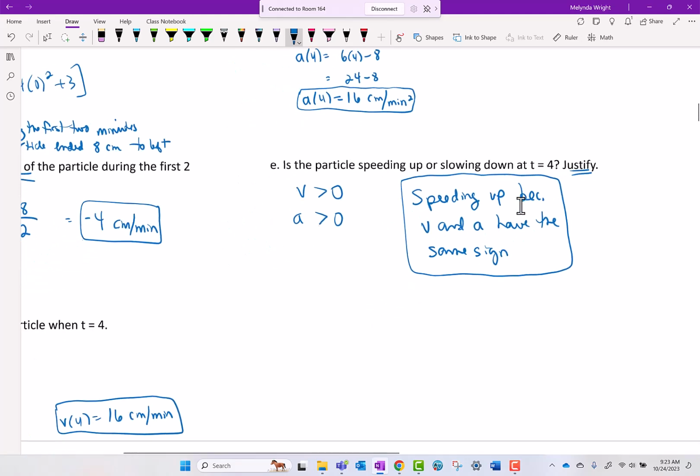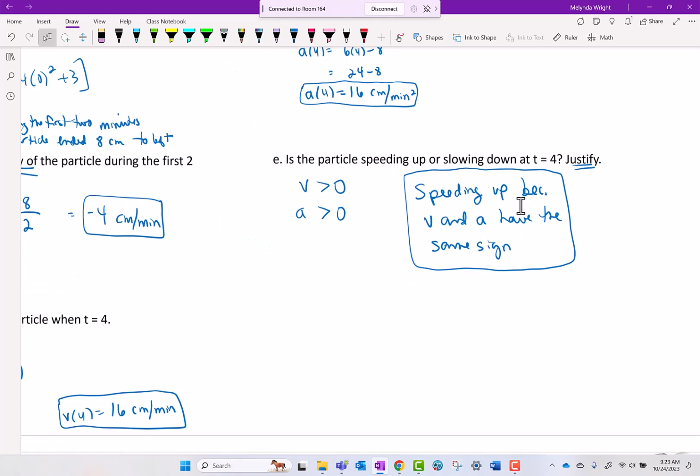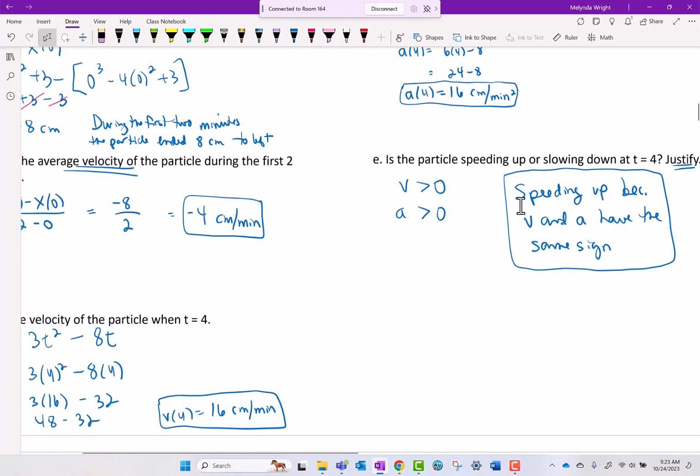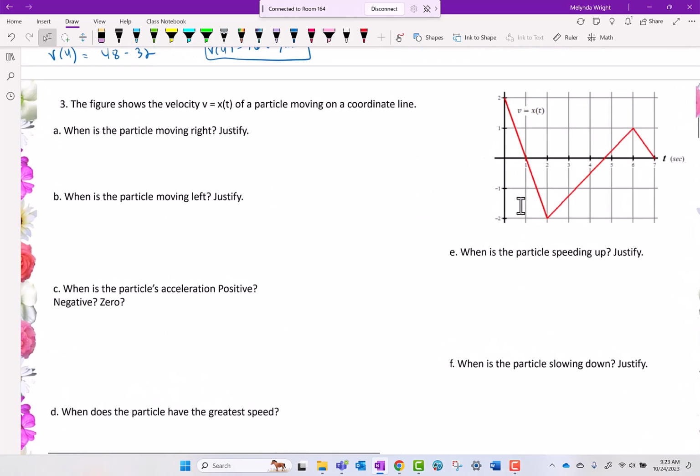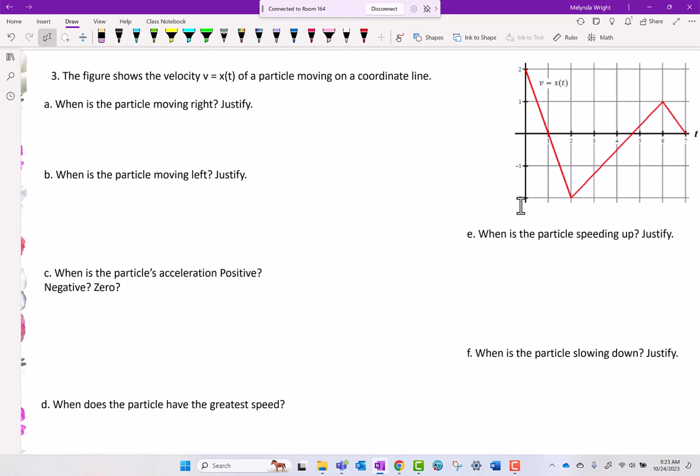Okay, so are we okay on this one? All right, wonderful. We have one more to do. This one has a graph. Again, we're just practicing how you will be tested, because you will certainly have a test question just like this. So the figure shows the velocity of a particle moving on a line.